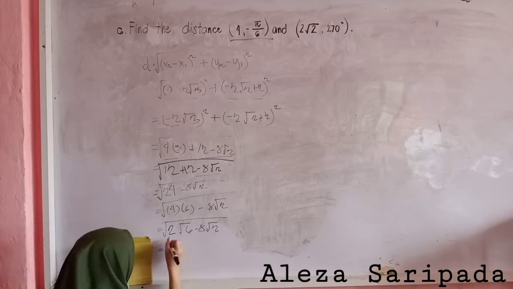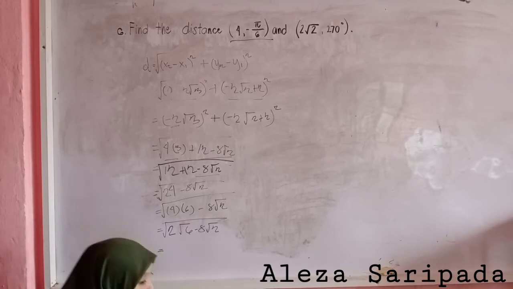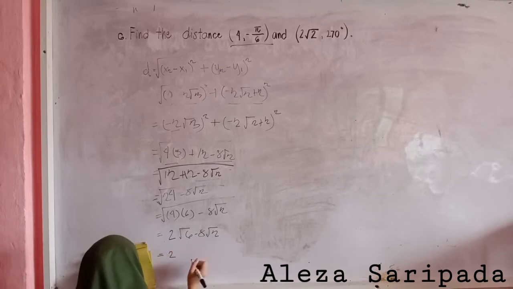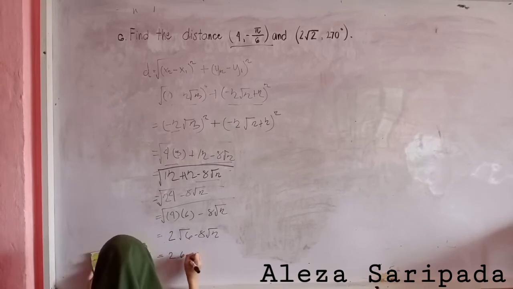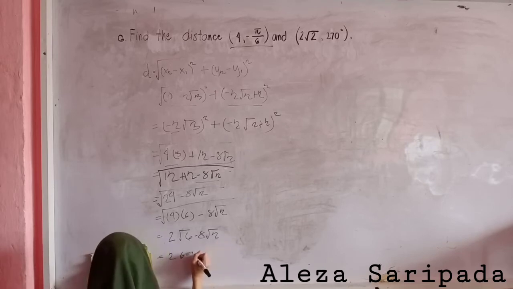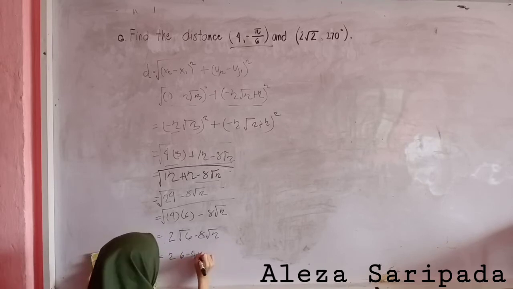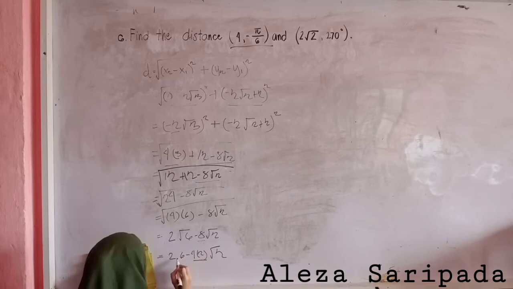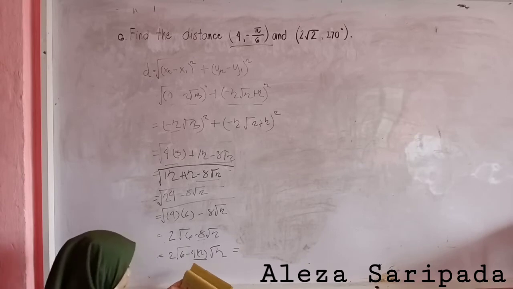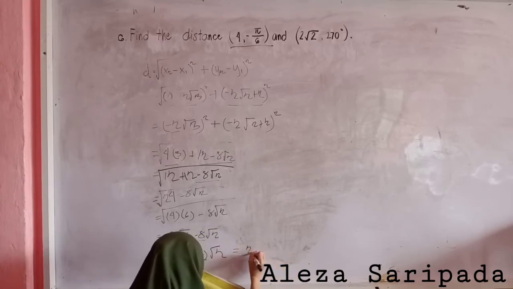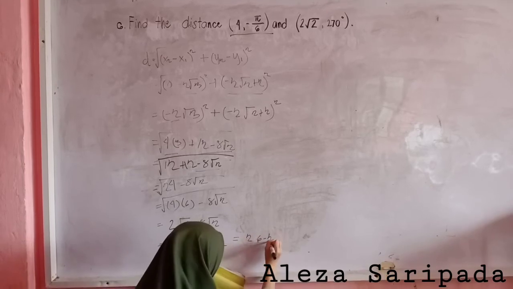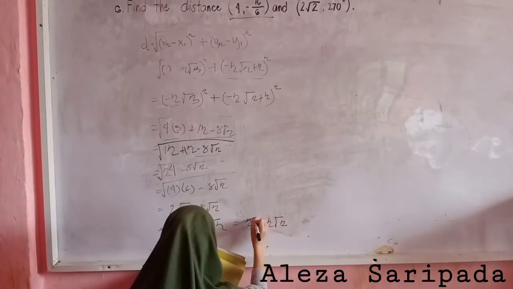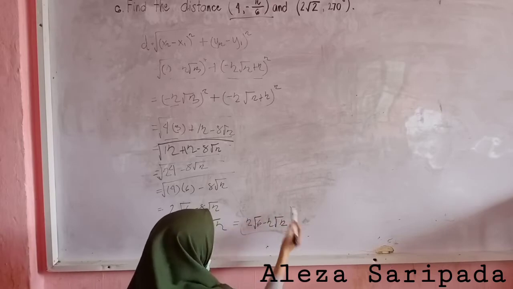Equal to, may mali. Bring down this one. 6 minus 4 and 2. Ito po ay factor ng 8. Okay. Final answer, 2, 6 minus 2. Ito po ang ating distance. Final answer natin dito sa distance formula.